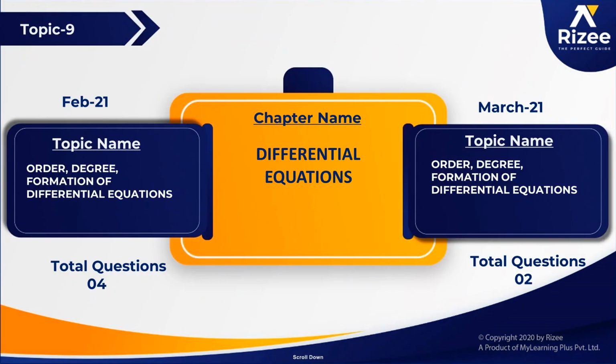The last topic is order and degree of a differential equation from the chapter differential equations. In the February session he asked 4 questions. In the March session he asked 2 questions. Out of these 6 questions, I am explaining 1 question here.